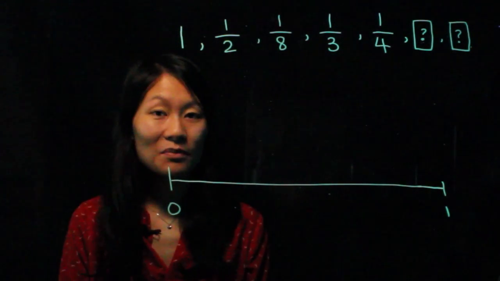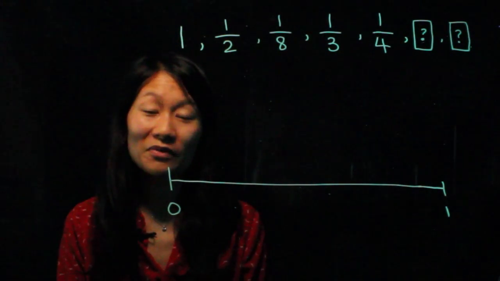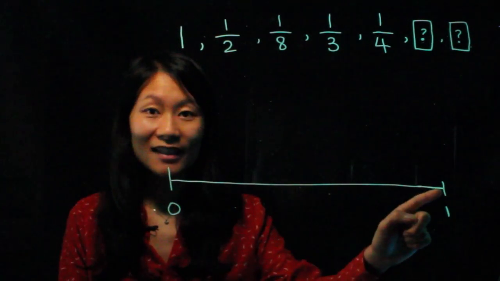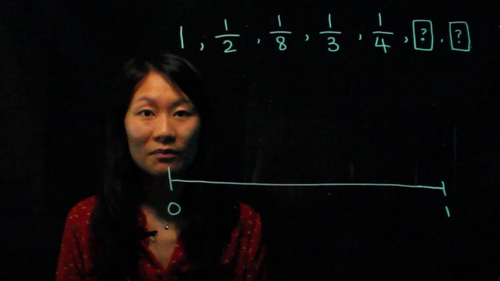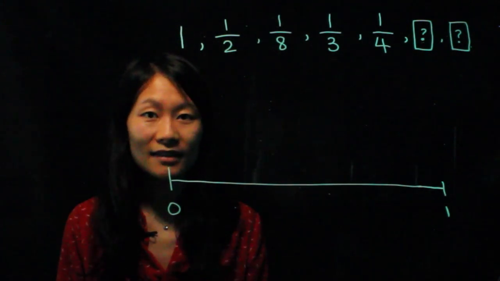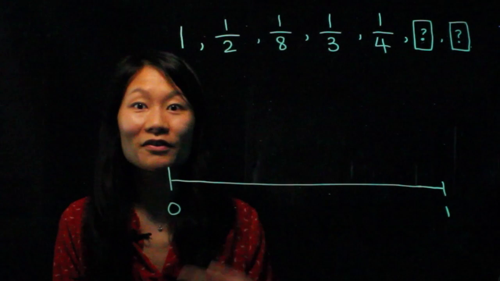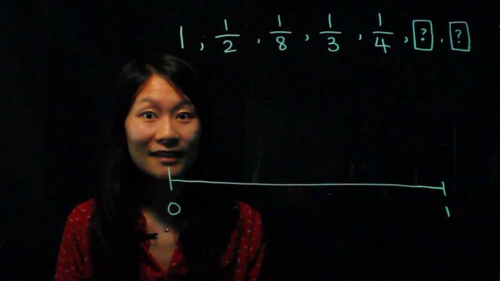Mathematicians, do you still remember the linear model we talked about before? The linear model, or we can call it the number line, is a model we can use to show numbers and fractions, percentages, and lots of different mathematical connections. We're going to use the linear model again for today's task.